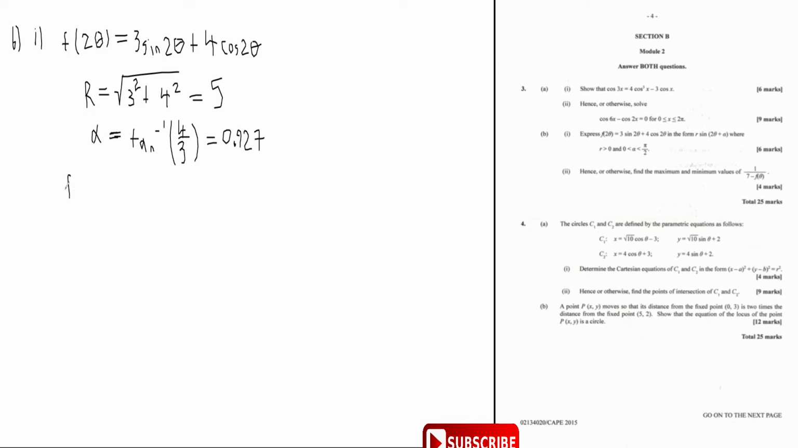So now we can finally put it in the correct form. f of 2 theta is equal to 5 sine 2 theta plus alpha, so it's 5 sine 2 theta plus 0.927. That's f of 2 theta. Nice and easy.